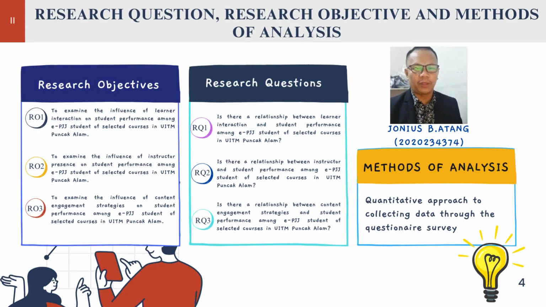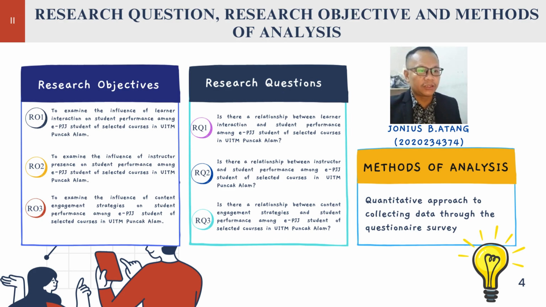Hi, I'm Jonius, and now I would like to talk about the research questions, research objectives, and the method of analysis of our research. The first research objective is to examine the influence of learner interaction on student performance among EPJJ students of selected courses in UiTM Puncak Alam. The second is to examine the influence of instructor presence on student performance among EPJJ students of selected courses in UiTM Puncak Alam. And the third is to examine the influence of content engagement strategies on student performance among EPJJ students of selected courses in UiTM Puncak Alam.